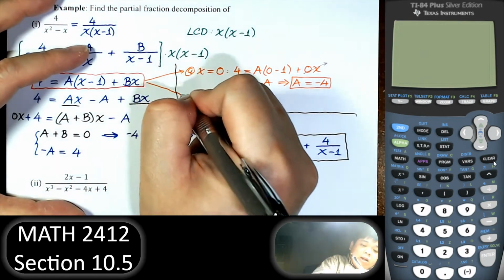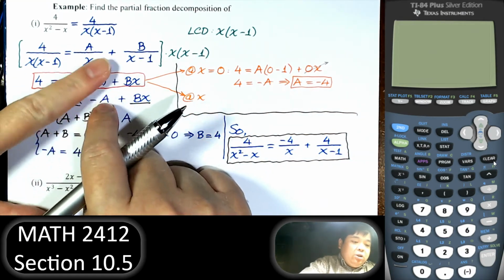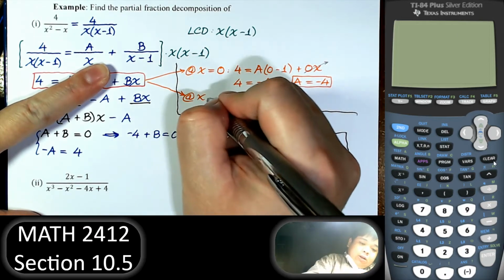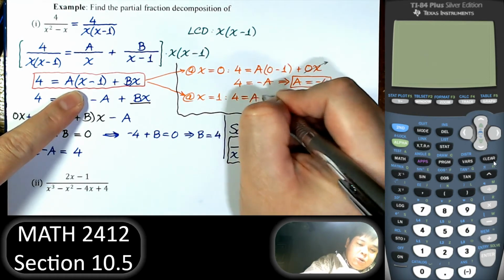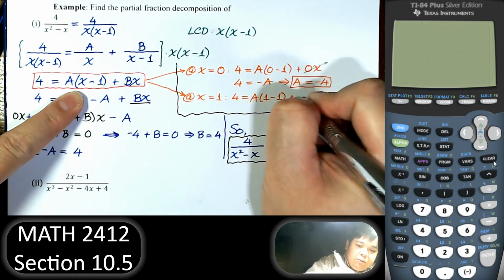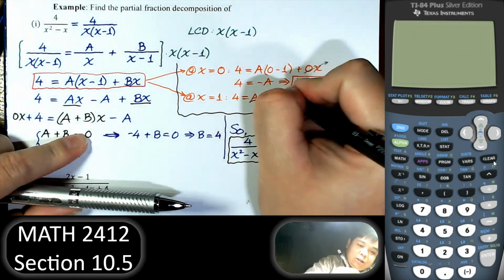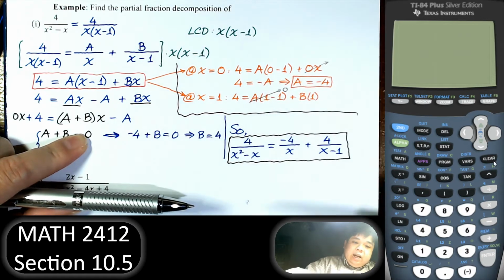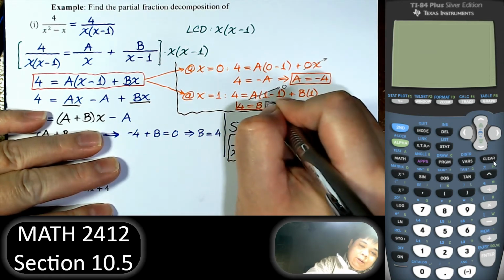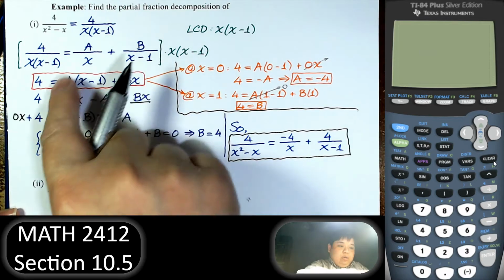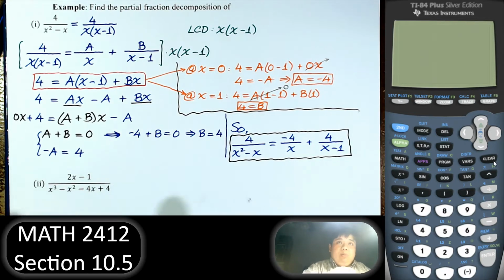Now, same thing. If we want the a term to be 0, we choose x to be 1, right? So in that case, that factor is gone. So at x equal to 1, we have 4 equal to a times 1 minus 1 plus b times 1. So a times 0 is 0, and we have 4 equal to b. Because if we do that, we don't have to multiply and combine like terms, but we get the same thing: a is equal to negative 4, b equal to 4.